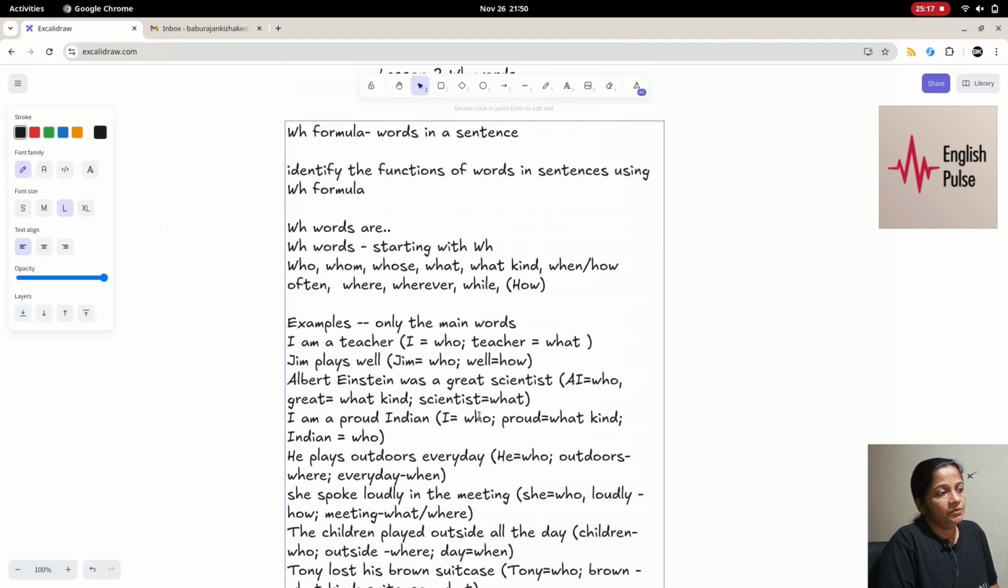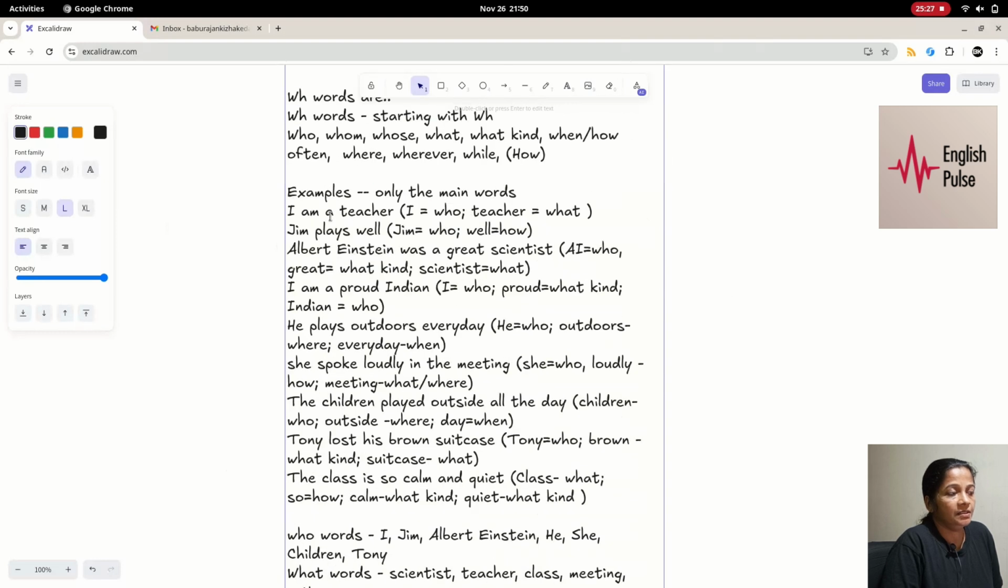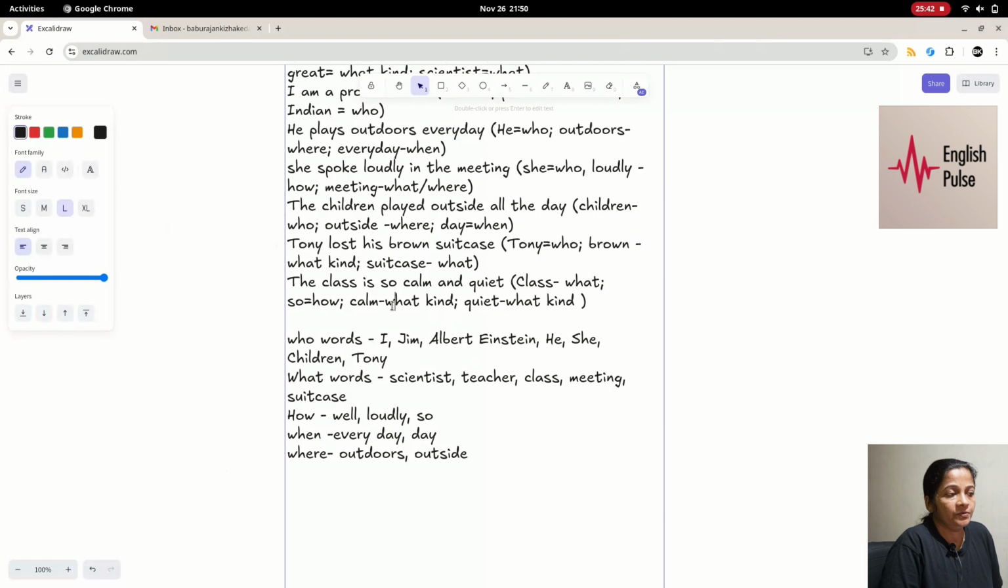Okay, so this is what we have learned today. We are trying to identify the functions of words in sentences. So now you see, we have understood some of them like I, Jim, he, she. All these words are who words, and some of them are what words, some of them are when words, and some of them describe another word, like calm class, quiet class. So these are what kind, that we didn't write here.